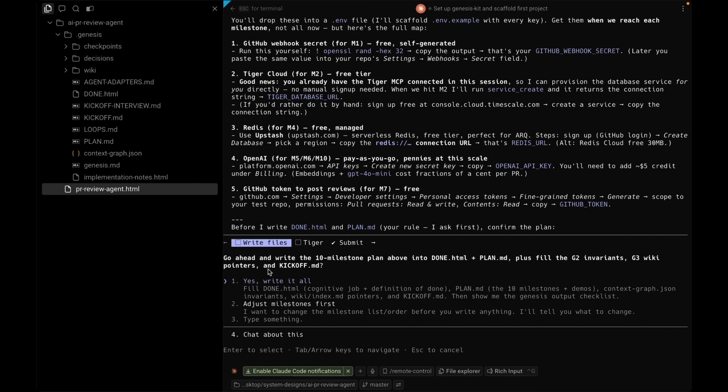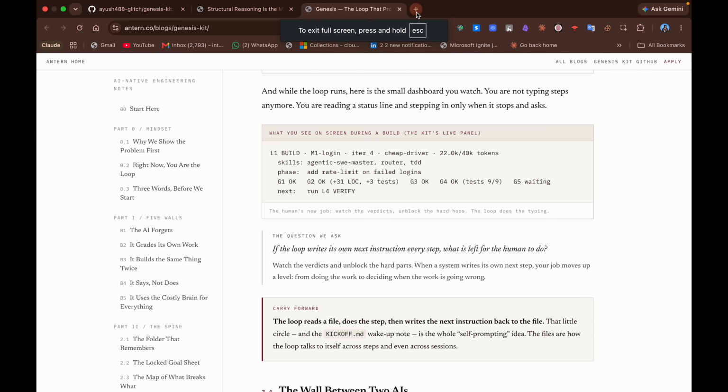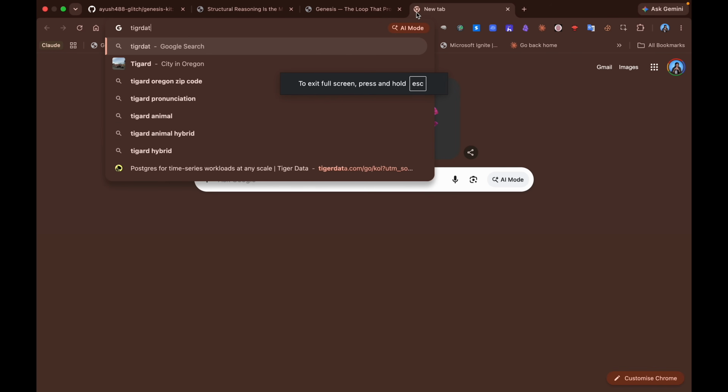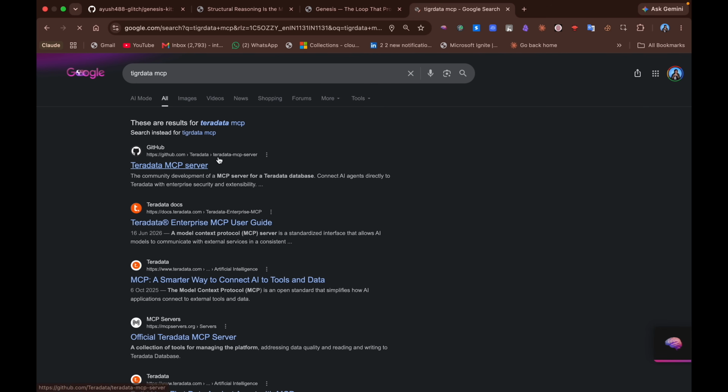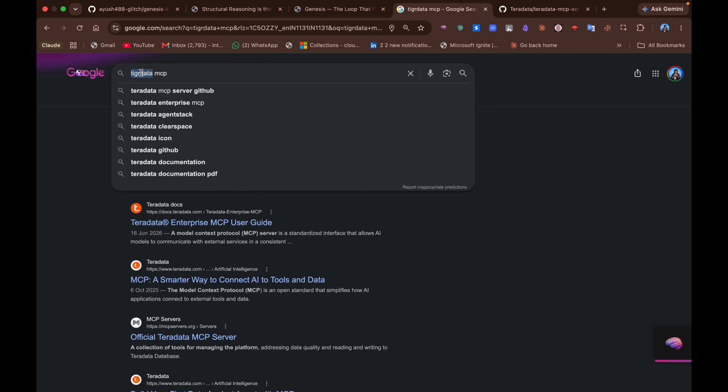So pretty much okay. And how do you want the Tiger Cloud provisioned? Okay, so basically they have MCP up there, so you can actually use Tiger MCP. So basically if you go to Tiger Data MCP, and I'm going to show you right away, they have an amazing MCP, Tiger.